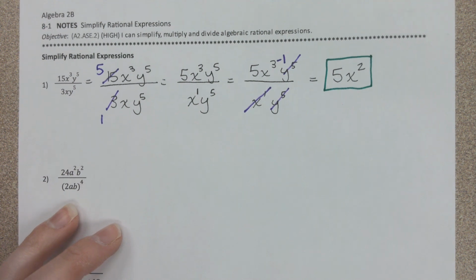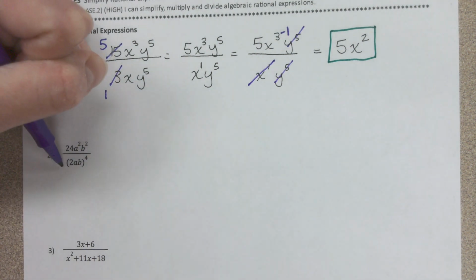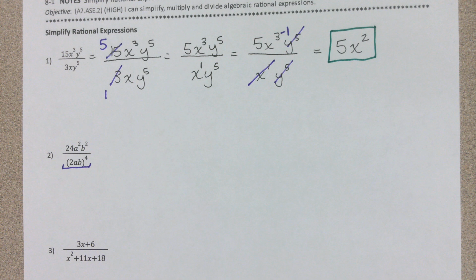Okay, moving right along, number 2. Similar thing, there's going to be an extra step in this one. 24a squared b squared over 2ab to the 4th power. We've got to handle this on the bottom first. 2ab to the 4th power.